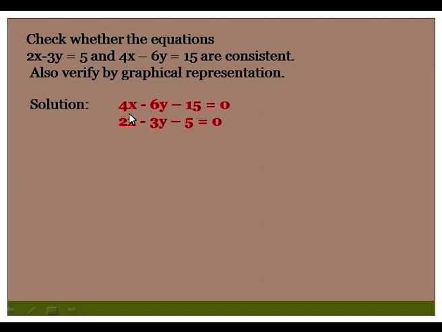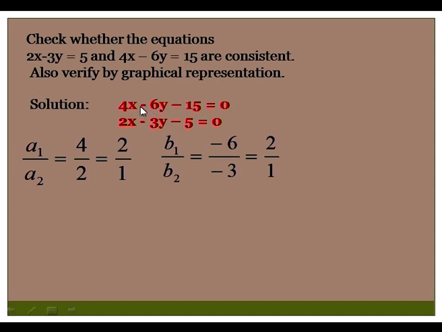So, what are the equations given to us? 4x - 6y = 15 and 2x - 3y - 5 = 0. So, let us start comparing the ratios. A1/A2 is 4/2, which gives me 2/1. B1/B2 is equal to -6/-3, which is also equal to 2/1. And C1/C2 is equal to -15/-5, which is 3/1.